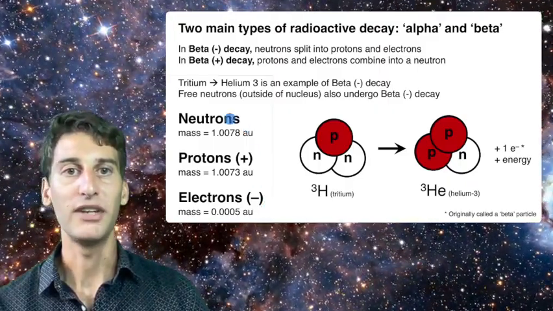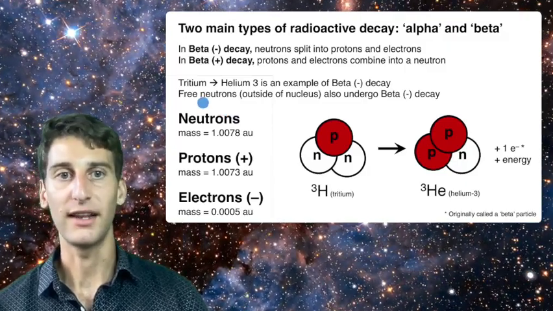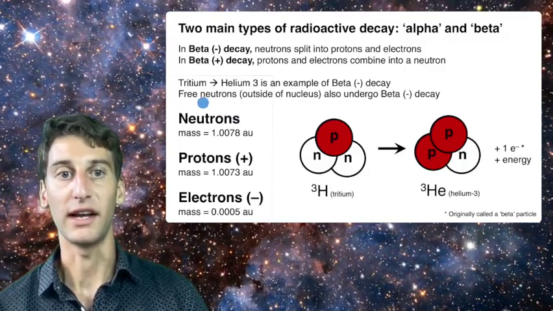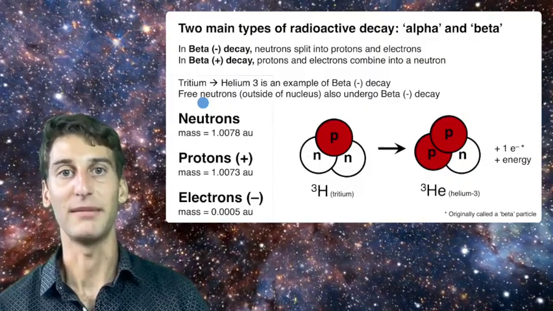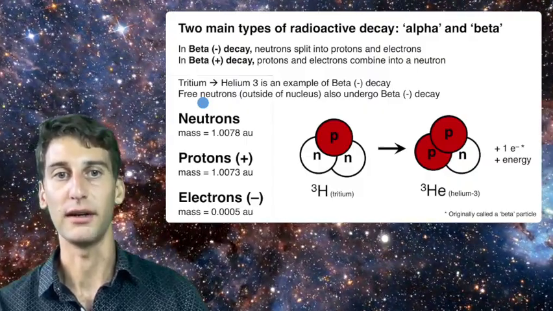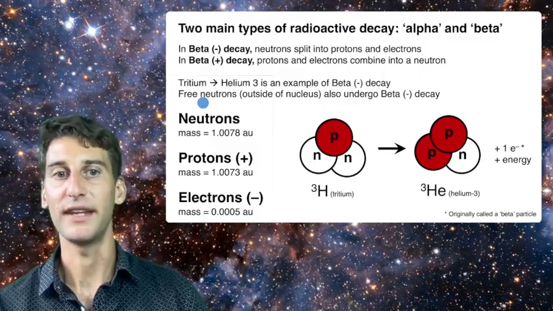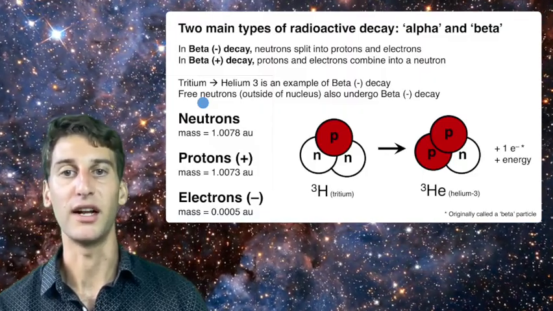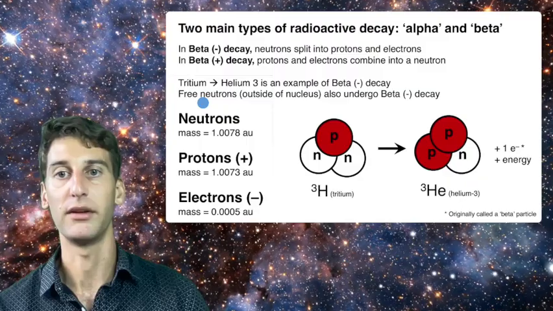I'll also mention that free neutrons out in space outside of the nucleus don't last very long. They are also radioactive, and they also undergo this beta minus decay. So if you have a free neutron floating around in space, it will decay spontaneously into a proton and an electron, and it'll form hydrogen.